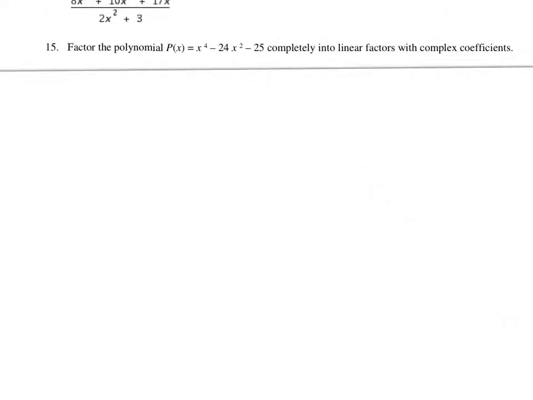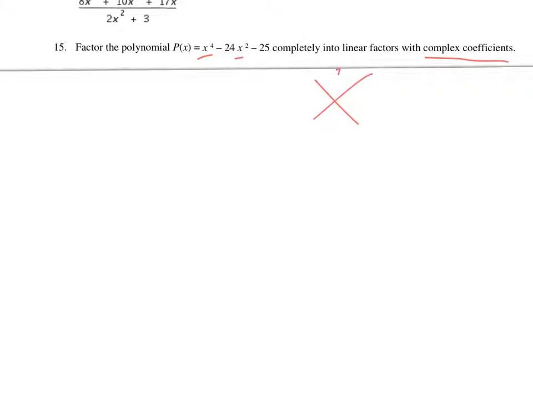All right, next up here, they want us to factor number 15 using complex coefficients. So I see that it's x to the fourth and x squared, so I can just do the usual x box here, multiplying to negative 25 and adding to negative 24, which would be negative 25 and positive 1. But when I factor this, it's going to be x squared plus 1, x squared minus 25, so that we can get that fourth power.